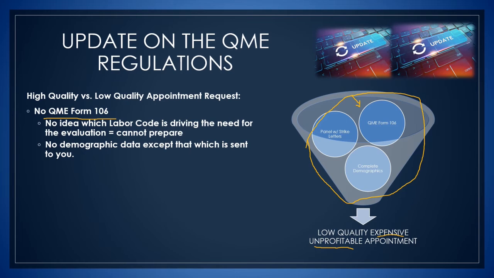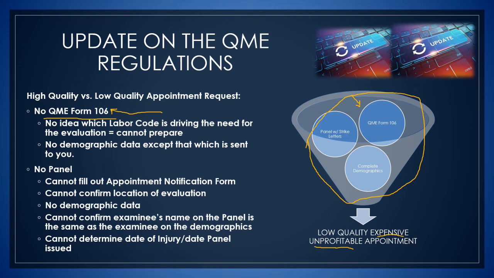If you don't get QME Form 106, you'll have no demographic data except that which is sent to you by the parties, much of which is erroneous, is incomplete, has the wrong claims adjuster's name, does not have contact information. In other words, QME Form 106 serves as a valuable second piece of demographic data which has already passed through the filter down at the DWC. So this is a very valuable and critical form that you make sure that the parties send to you.